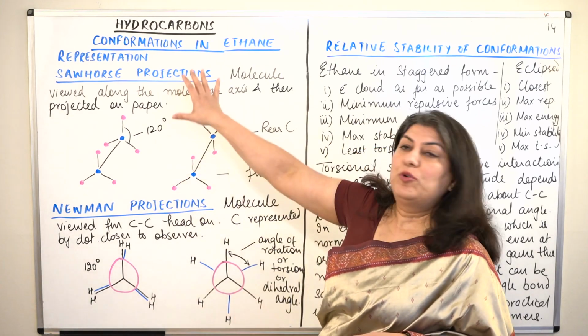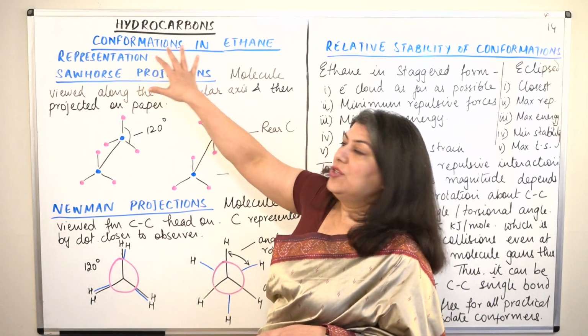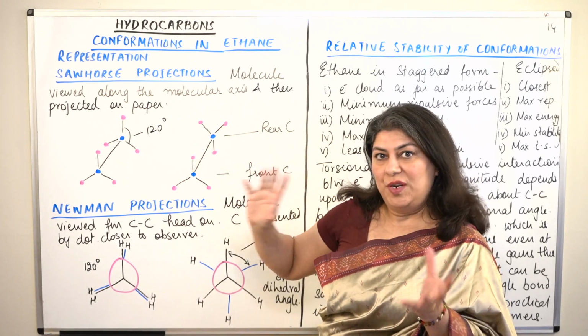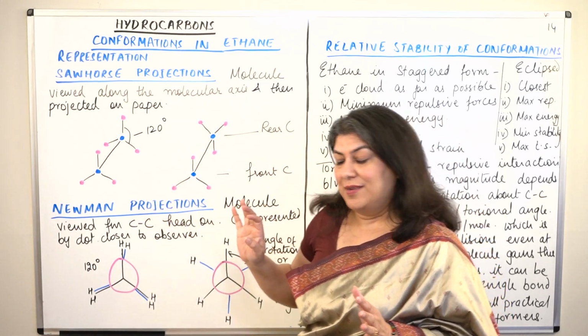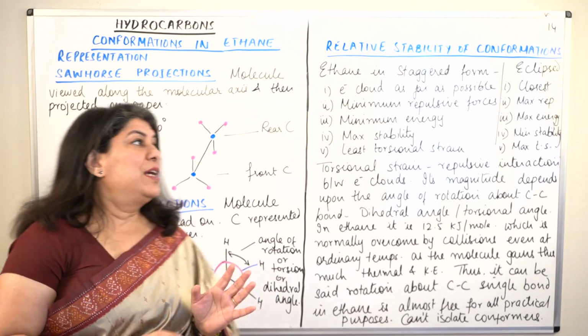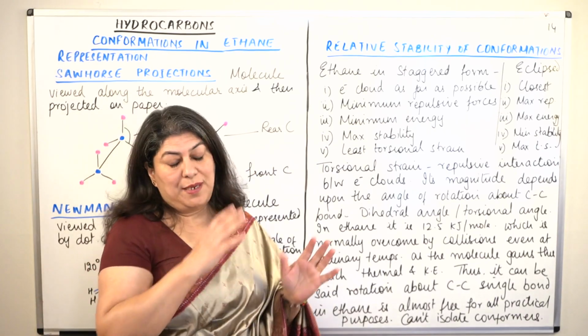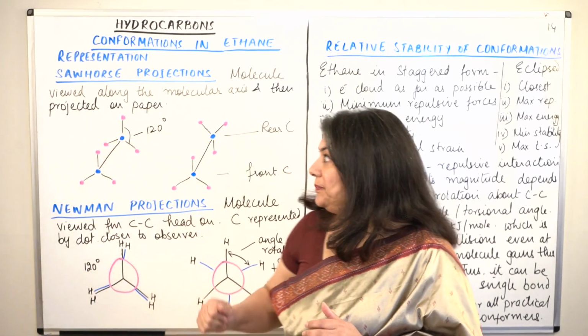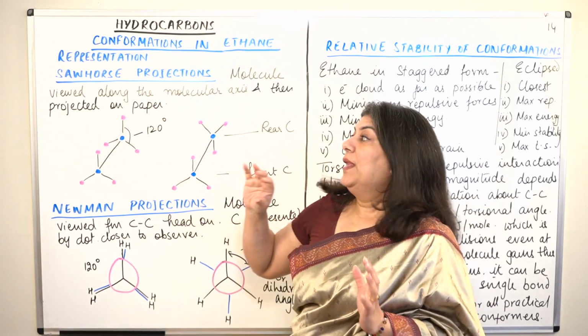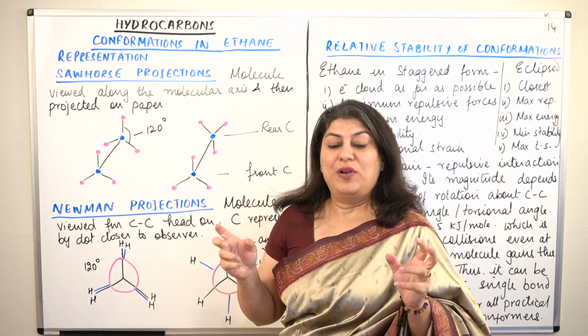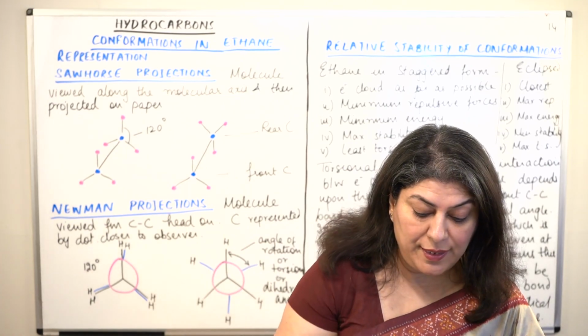So in this video I'm going to talk about the representation of these conformations, especially the extreme forms, that is the eclipsed and the staggered forms. After that we'll talk about the relative stability of these conformations. Let me just repeat what these two extreme conformations are.